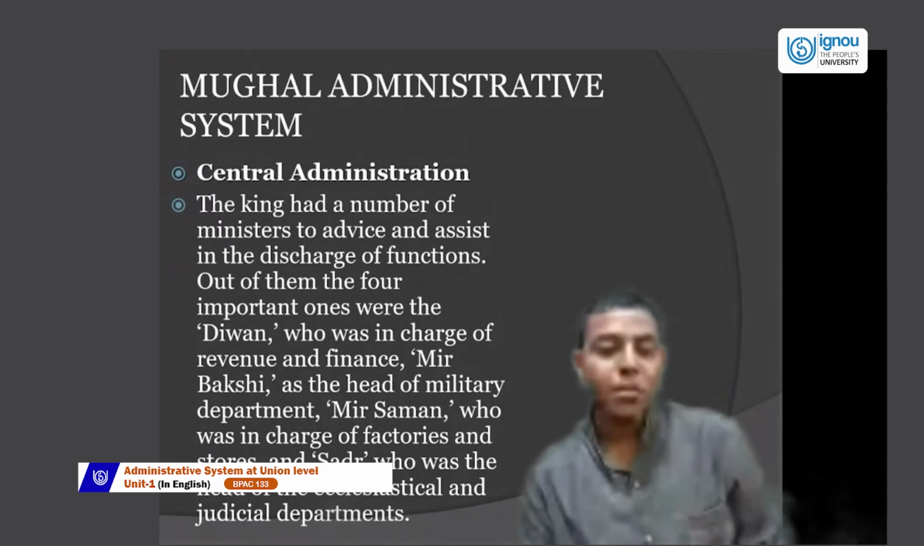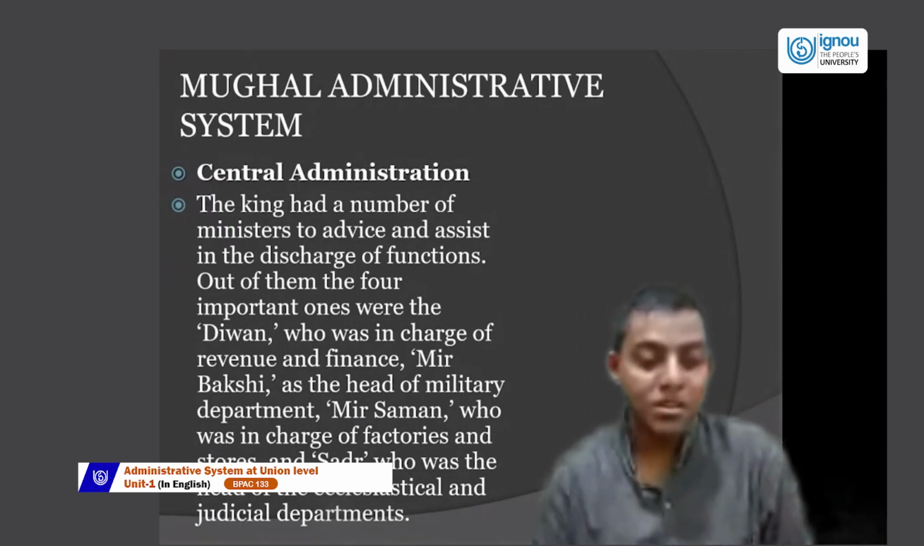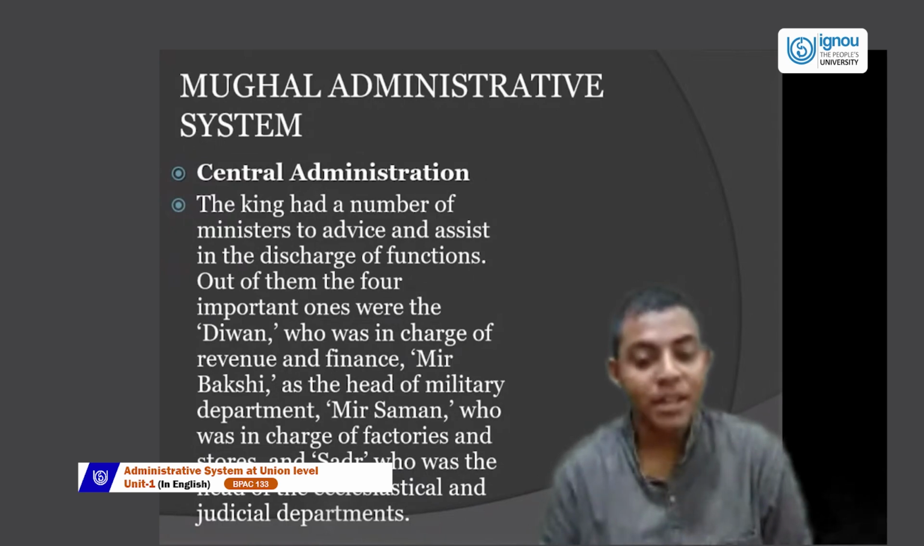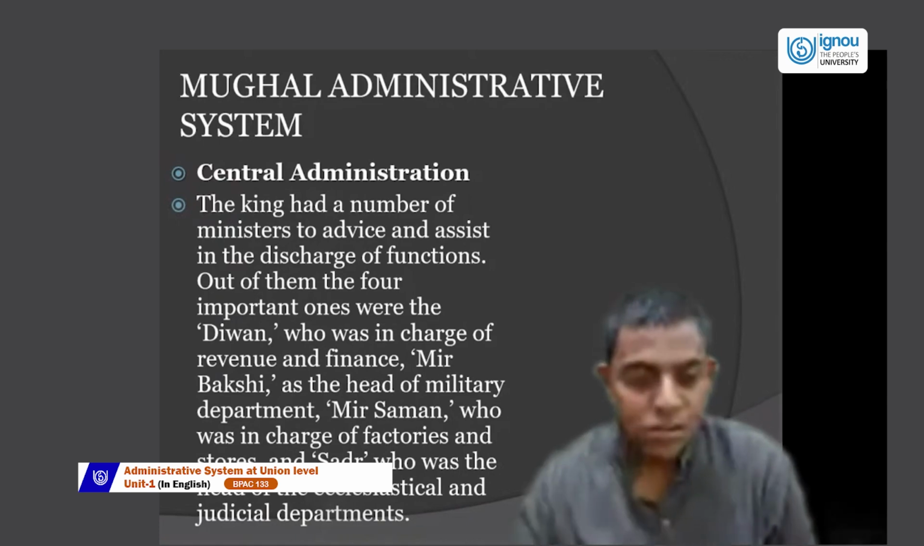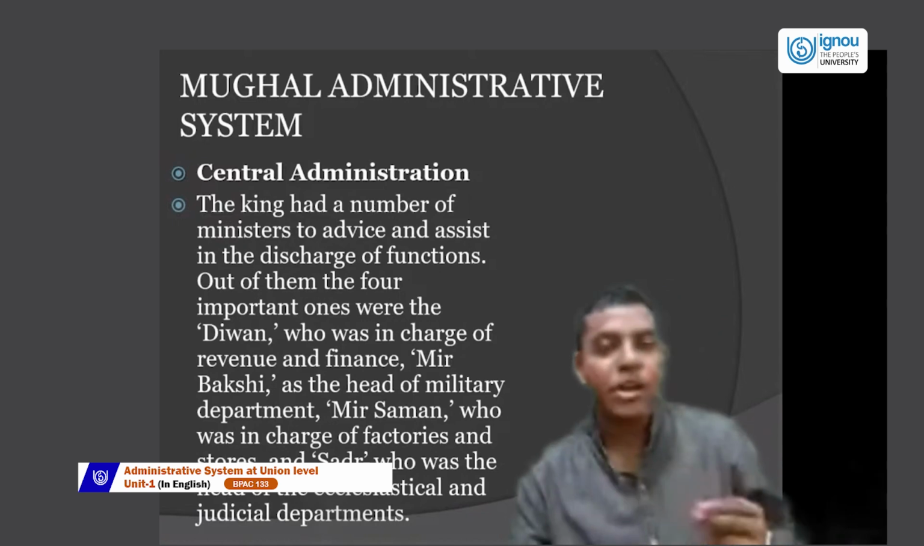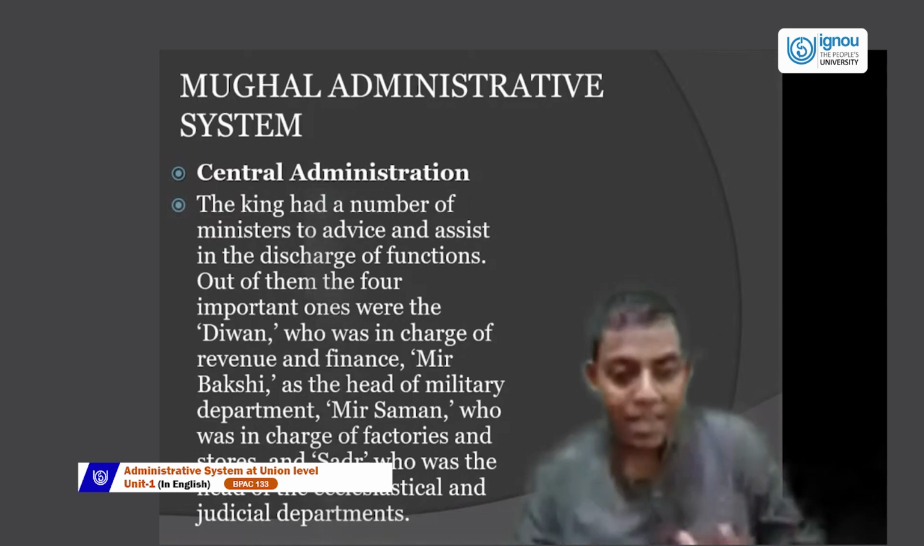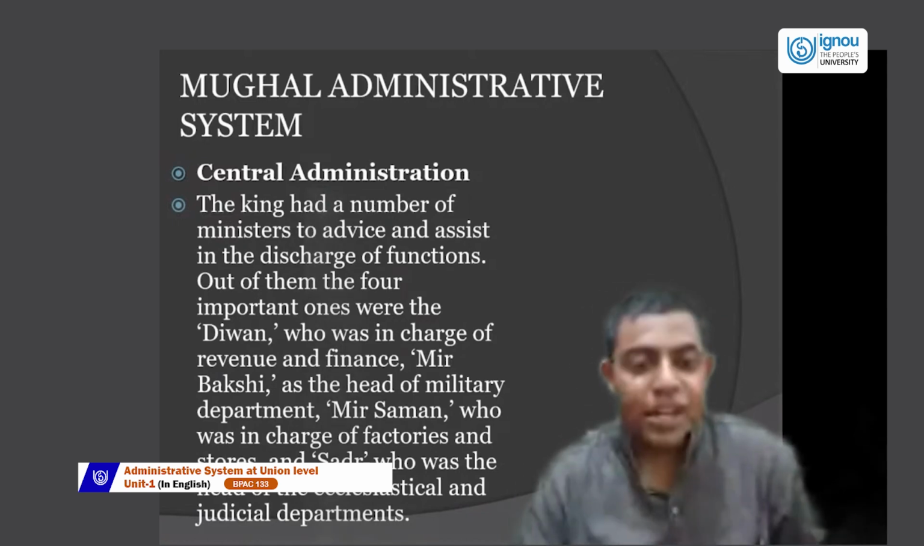The four most important ministers were, first, the Diwan, who was in charge of revenue and finance. The second one was the Mir Bakshi, who was the head of the military department. The third one being the Mir Saman, who was in charge of factories and stores. And also there was the Sadar, who was the head of the ecclesiastical and judicial departments. So these four were the most important officials under the Mughal king to assist the king.